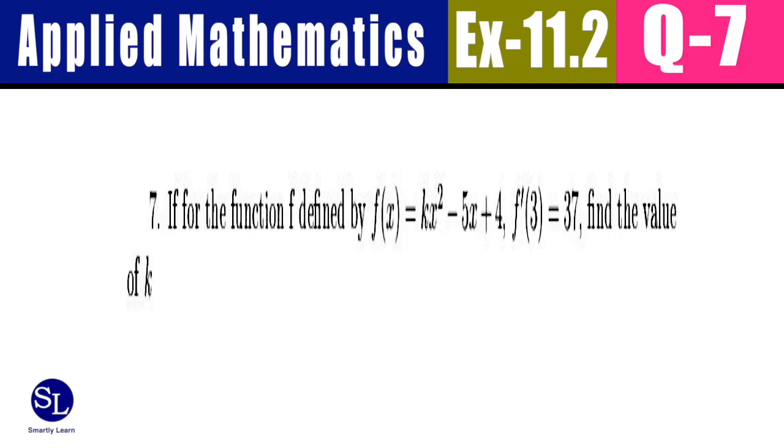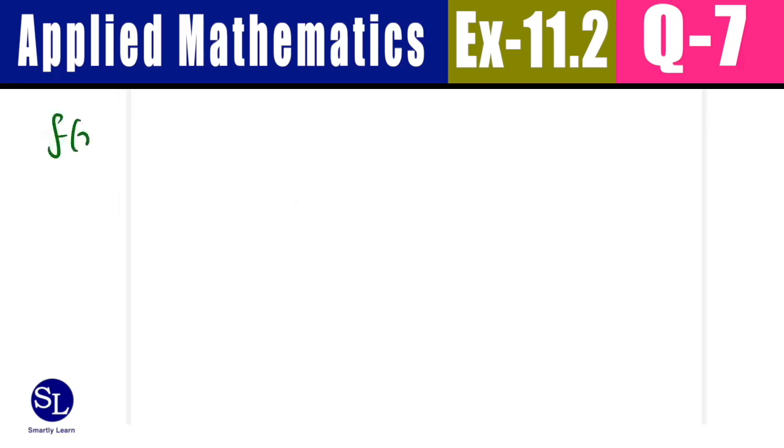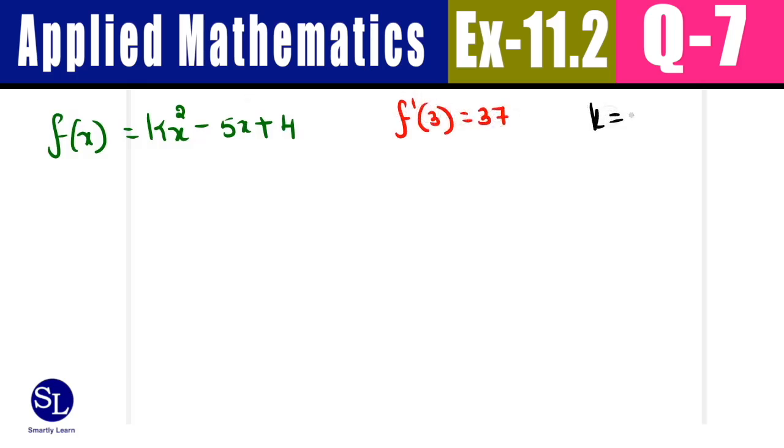So let's note down first what is given. f of x is given by kx squared minus 5x plus 4. Now they have told us that f dash of 3 is equal to 37 and they're asking us what is the value of k. So first let's compute f dash of x.